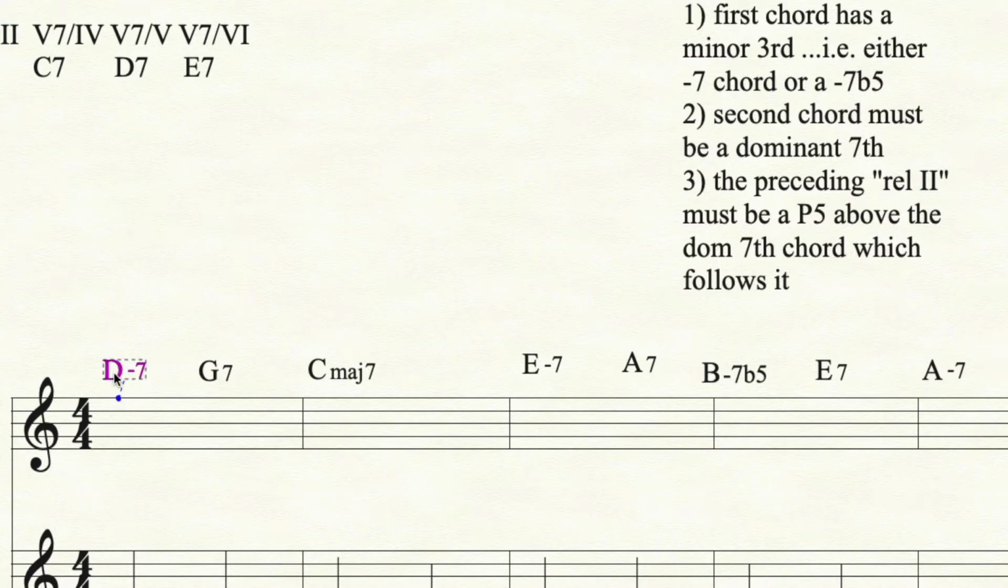If this was suddenly a D major chord, it would not be a related 2. If this was suddenly a D7 chord, it would not be a related 2. If this was suddenly a D flat chord, it would not be a related 2, because it would no longer be a perfect fifth above. If this was not a dominant chord, this could not be a related 2. All right, so all 3 of these things must be true in order for a chord to be a related 2. Ask yourself, is this chord a related 2?